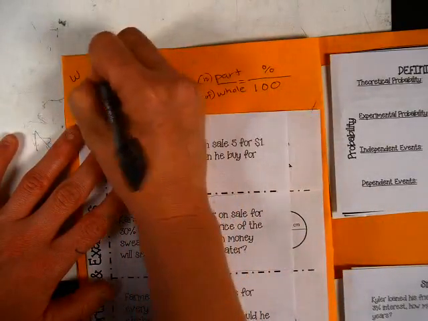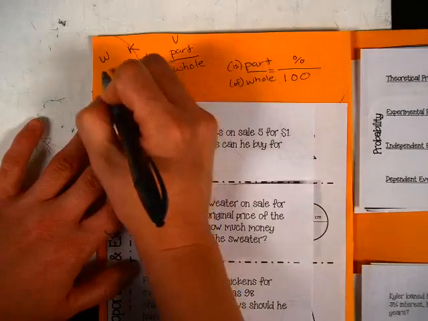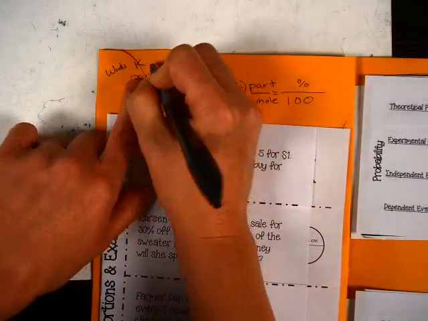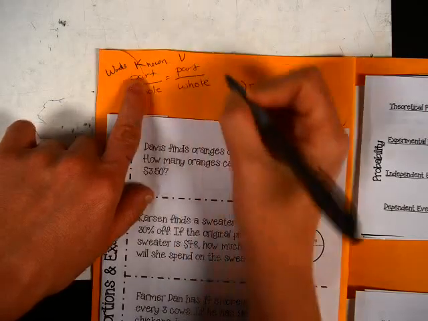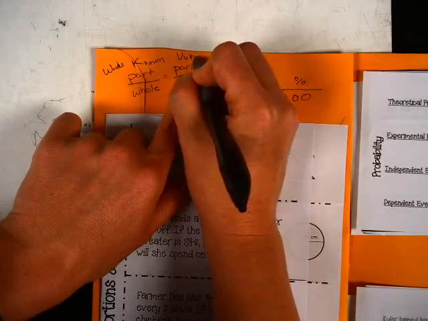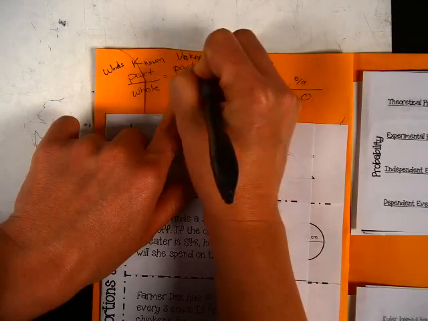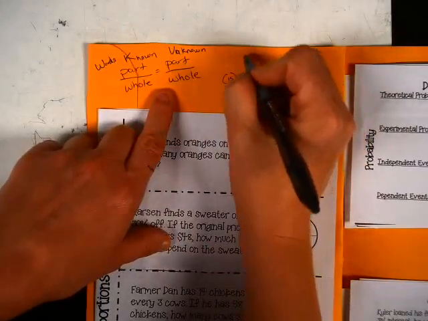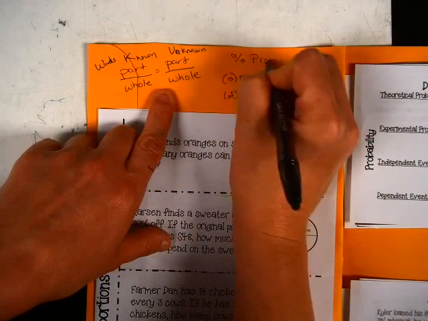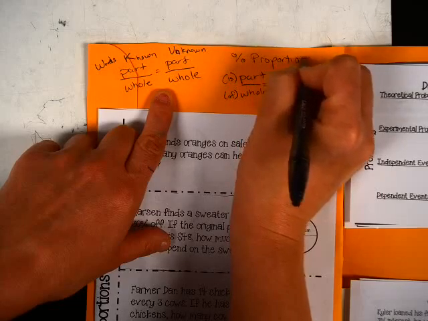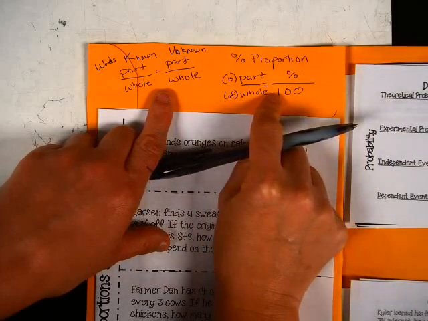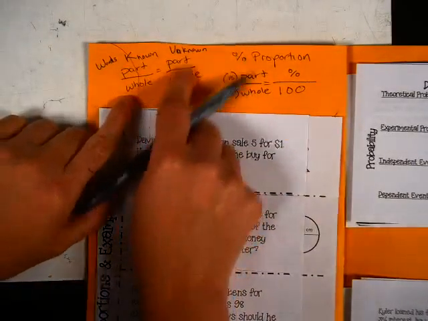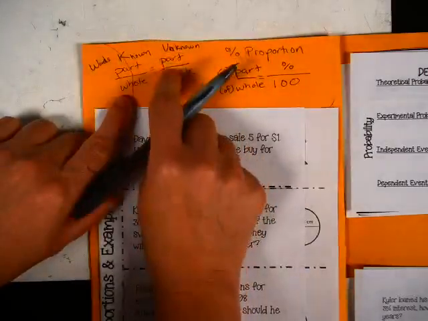This is the WKU. Remember, this stands for words, what's known, and what is unknown. Okay? And that's just a straight proportion. This is the percent proportion. We use this a whole lot with tax, with interest, with quite a few things. And this is just chock full of everything. You use this all the time.